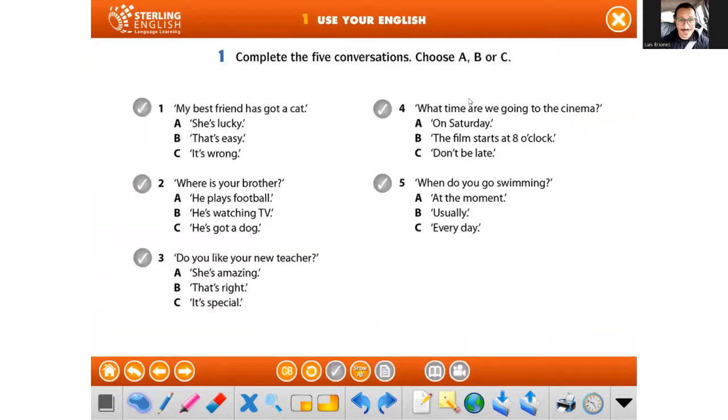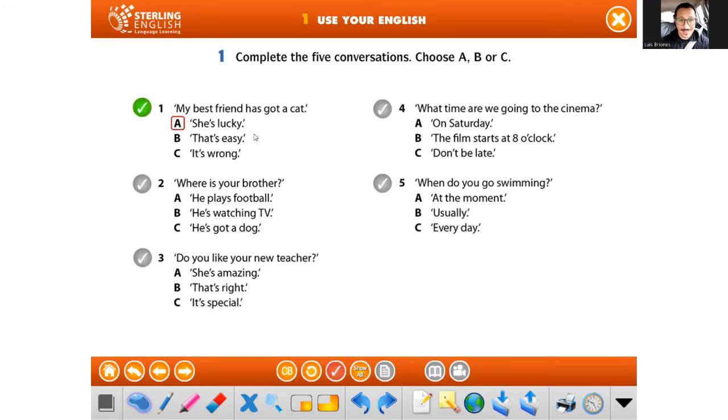That's the first activity, right? Number 1 says complete the 5 conversations, choose A, B, or C, right? Which one would be an answer to this first sentence? For instance, my best friend has got a cat. So what answer would you give to that? My best friend has got a cat. She's lucky. That's easy. If you see the context of the sentence, you will get to the conclusion that the best answer would be A, right? She's lucky.